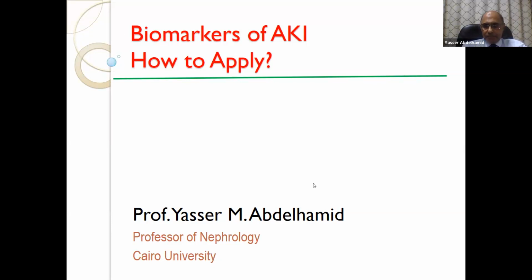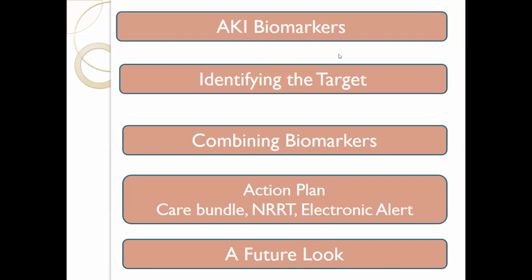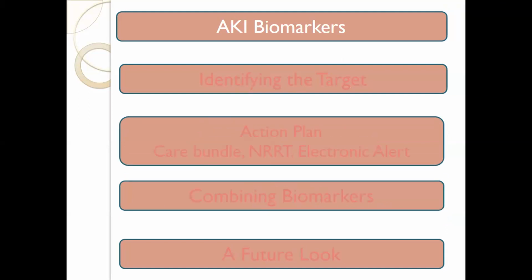First, this is my agenda. What are the diagnostic markers of acute kidney injury biomarkers? How to identify the targets of biomarkers? Which one to use? Combining biomarkers: do we need one single biomarker or multiple biomarkers? Action plan according to these biomarkers, and somewhat about the future. Let me start with AKI biomarkers.